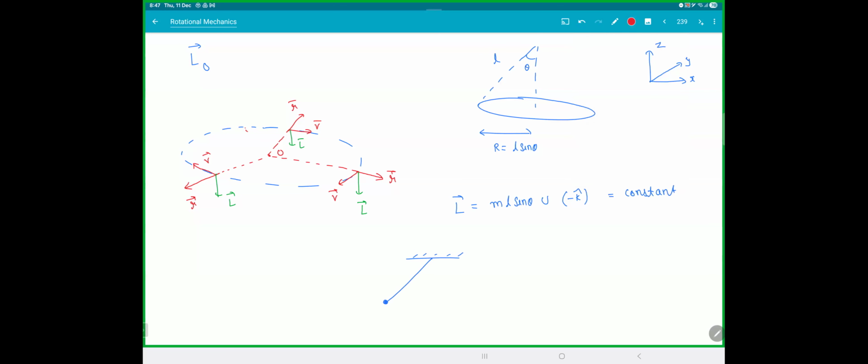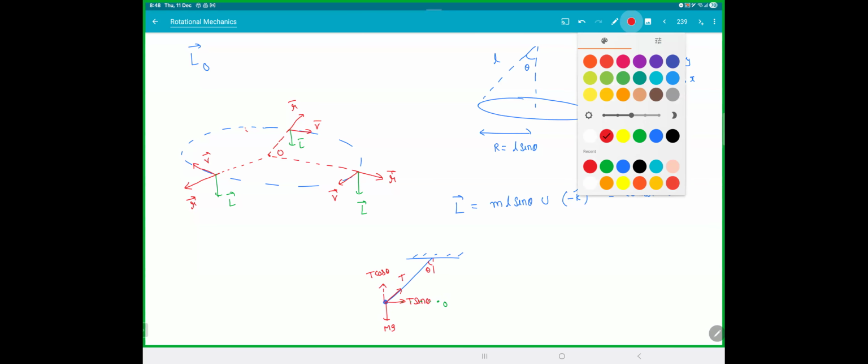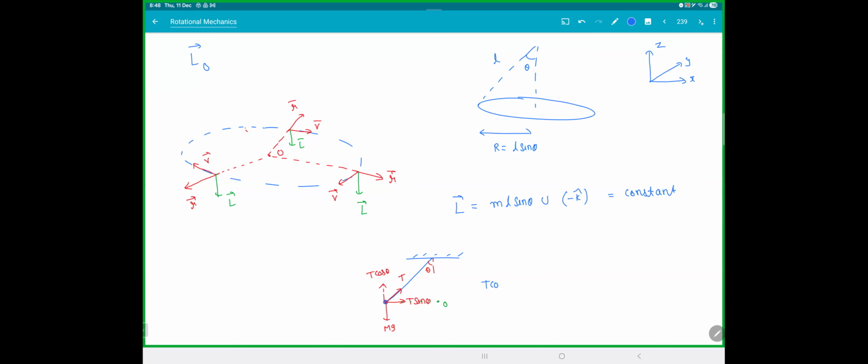What are the forces? Mg, tension T, theta, T cos theta, and T sin theta. This is your O dash, O. So here T cos theta and mg will cancel, and T sin theta passes through the center. Therefore, torque about the center is zero. Therefore, angular momentum is constant.